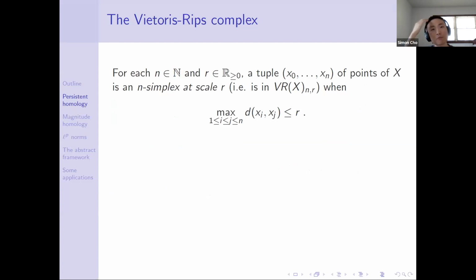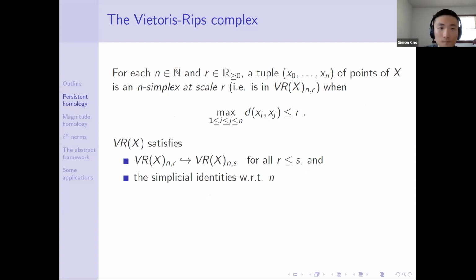So in a bit more detail, for each fixed whole number n and real number r, you're looking at a tuple of n+1 points. That's called an n-simplex at scale r when it satisfies this condition on the distances between its points, so its pairwise distances are all bounded above by r. So that's an n-simplex.